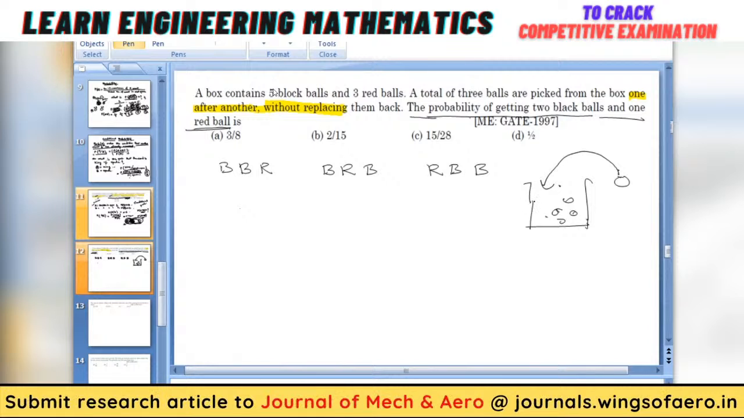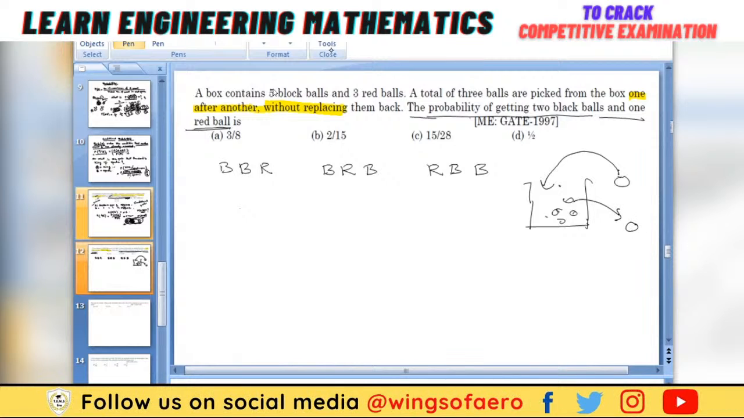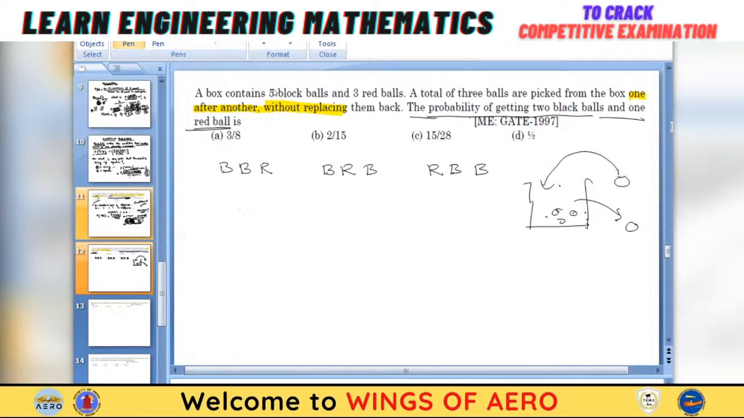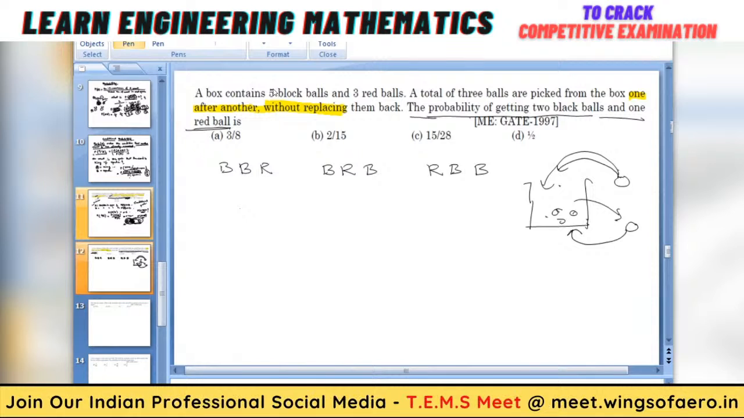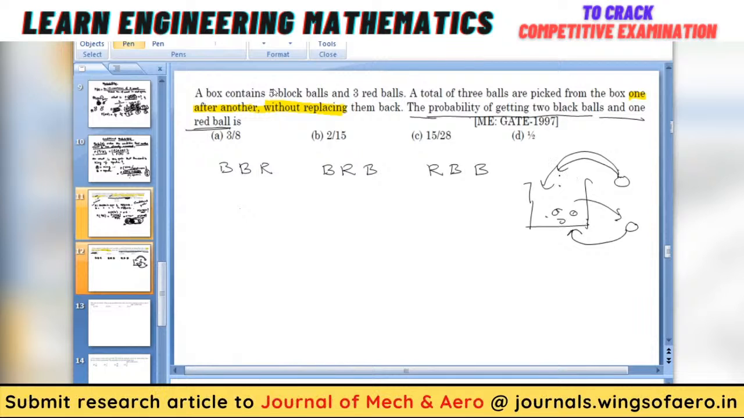Without replacement sampling. Second case, I am taking this ball out of this box. This is vanished. I cannot put this ball inside this box again. So whatever is taken out, I can't replace it. I can't take it inside the box again. Okay, this is called without replacement sampling.